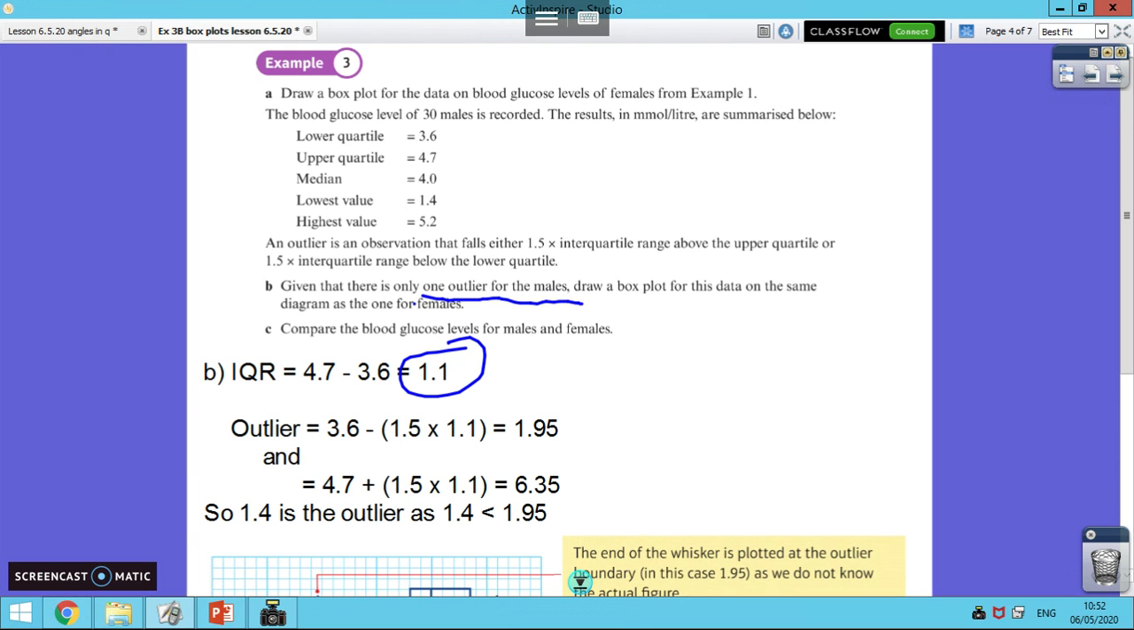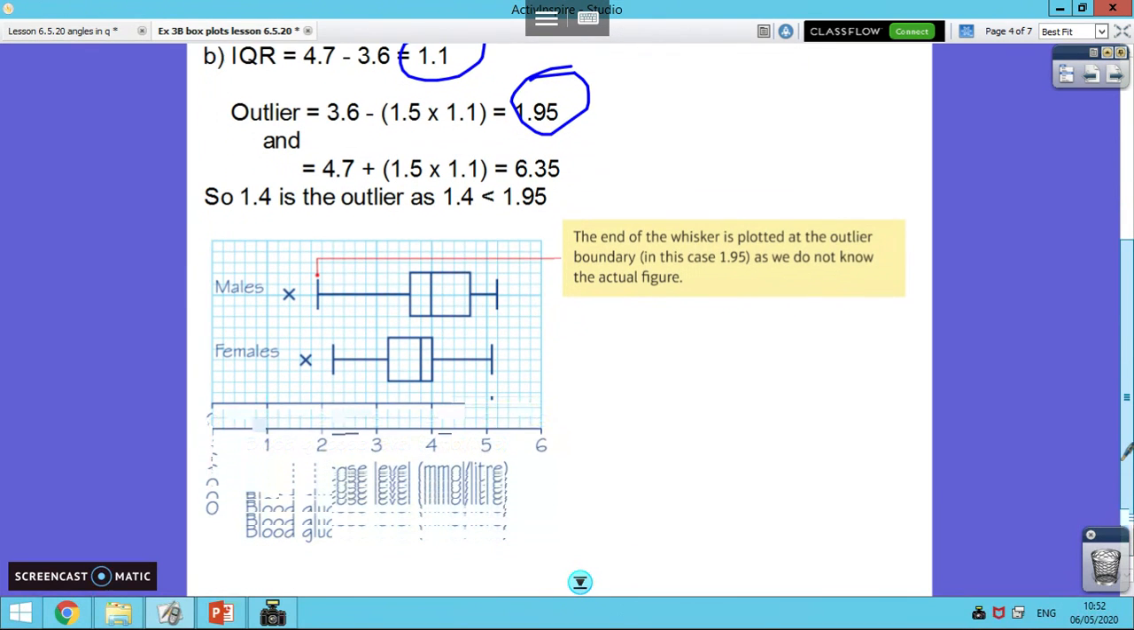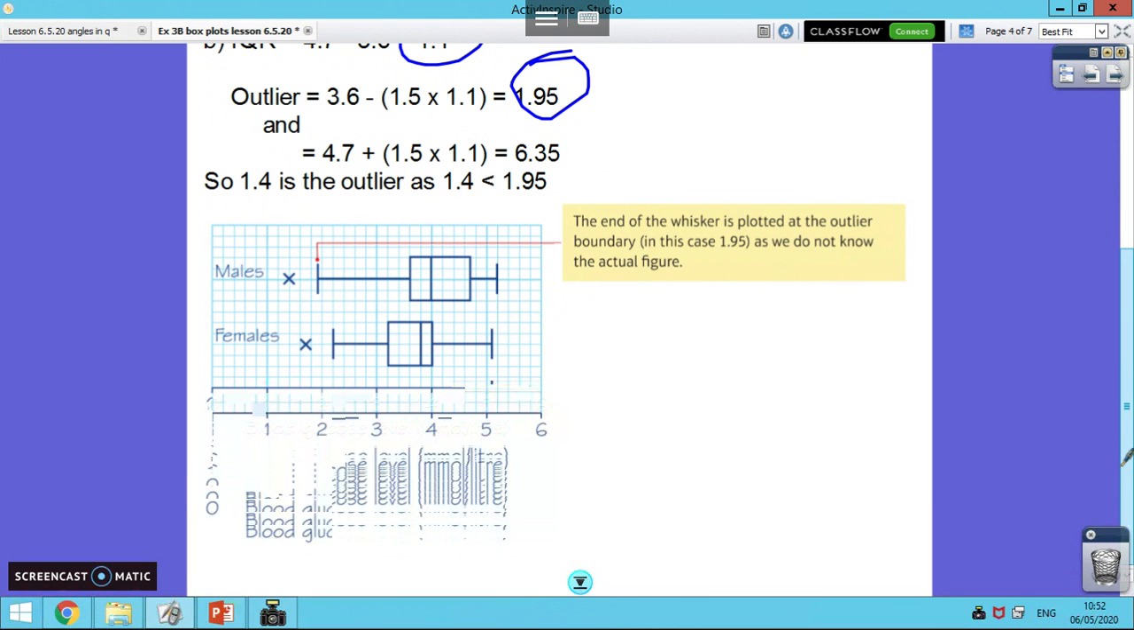Now, you don't actually know, therefore, what the lowest value now is, do you? Because your lowest value is actually an outlier. So what you have to use instead for your minimum value is 1.95. So if I show you that for the box plot on the same diagram as the one for the females, again, you've got titles on the left there, males and females, and you've got your scale down the bottom. Now this is your outlier for the males of 1.4, and then this bit here, you'll see the end of the whisker is plotted at the outlier boundary, so that was 1.95.